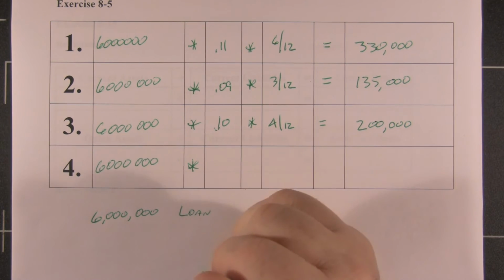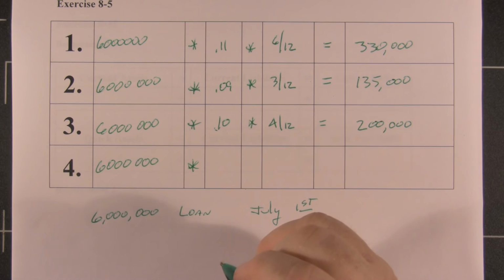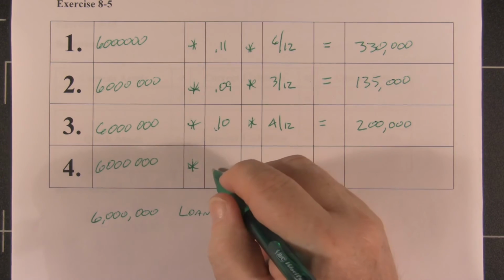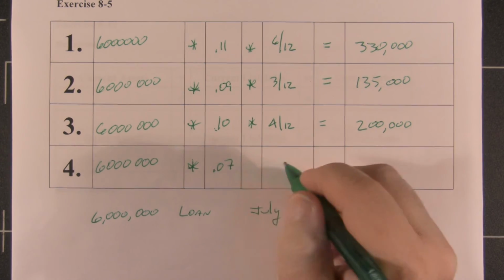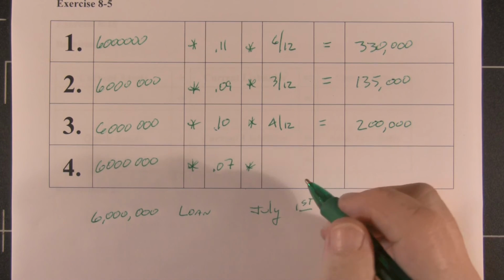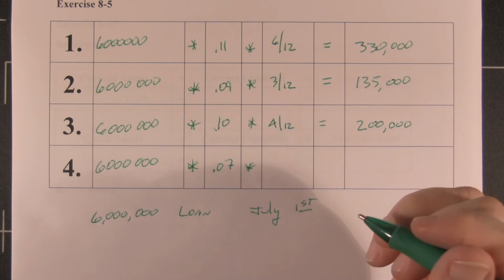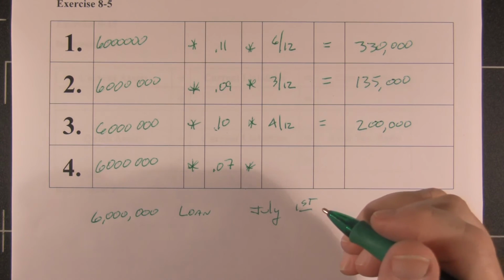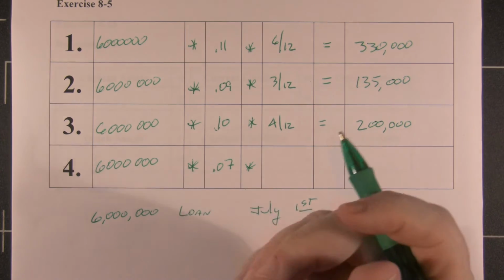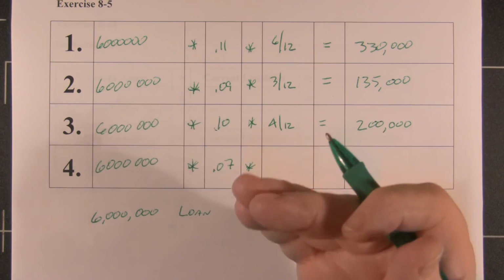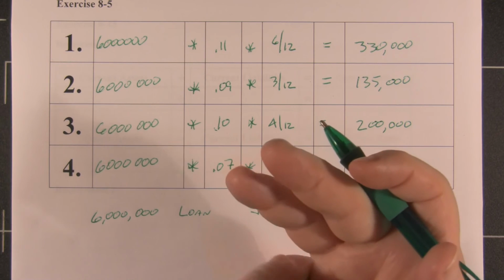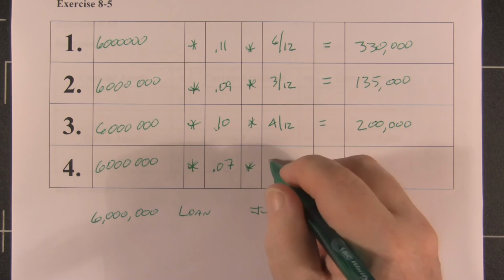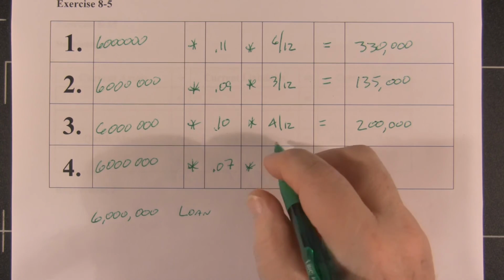And then the last one, they say, suppose that we have a 7% note and the year ends January 31st. So we have all of July, all of August, September, October, November, December, and January. So we have 7/12. Okay?